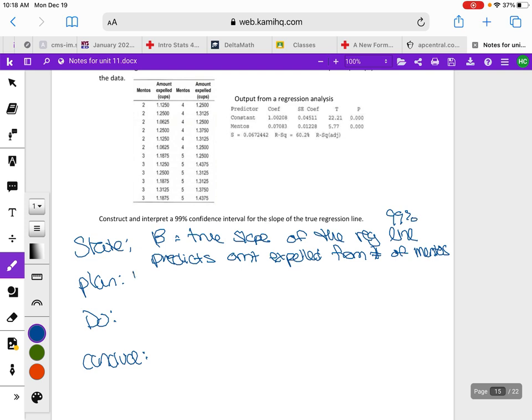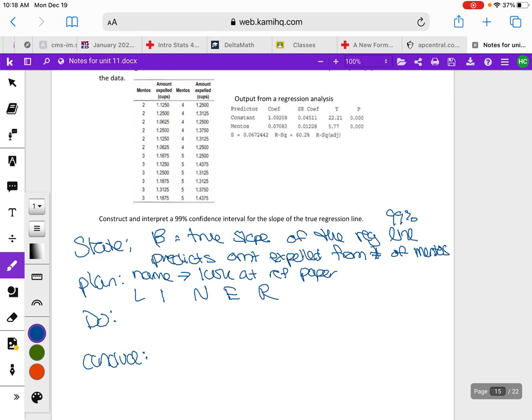In your plan, you name the procedure. So for this name, this is a two-sample, I'm going to have to look up the name, but it's on your reference paper. Then you've got your LINER. So talk about all of those things.